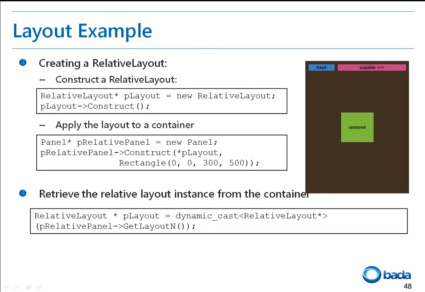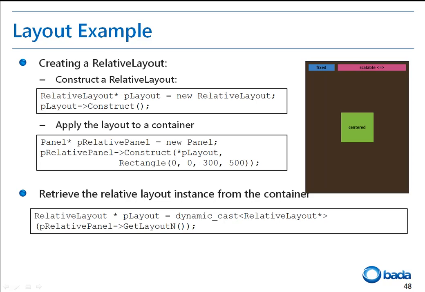Here I've tried to show the implementation of a relative layout. The first step is always to create a relative layout, and as I've shown here, I've created and constructed a new relative layout object. Next, we need to apply the layout to a container, and here I've used a 300 by 500 panel. Any other valid panel size can be used.